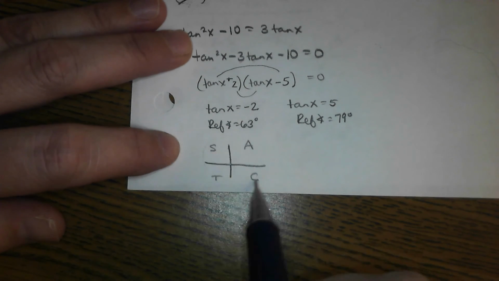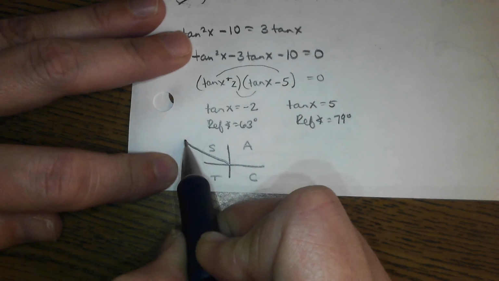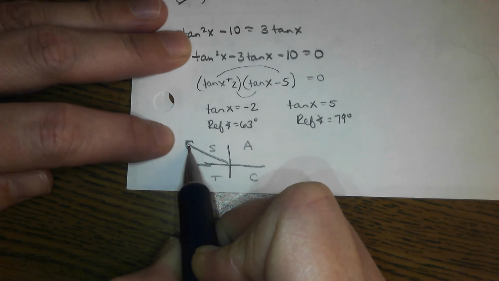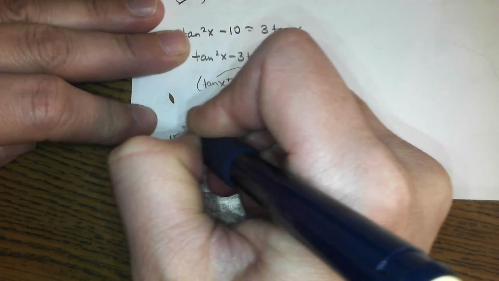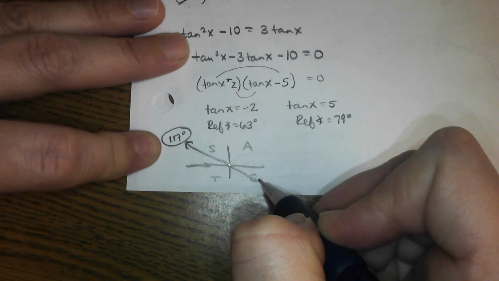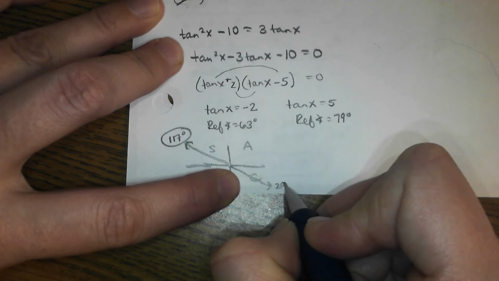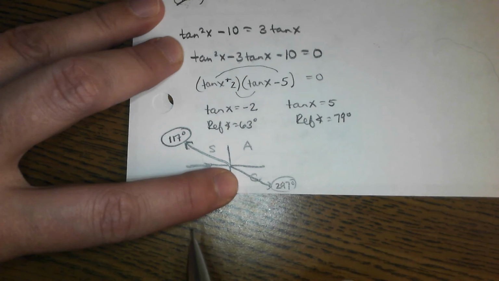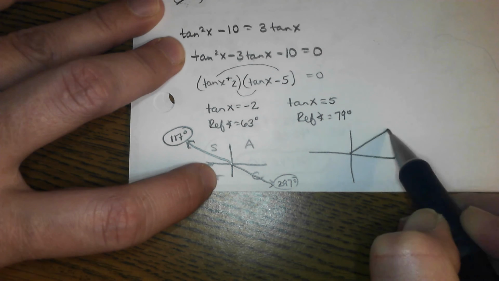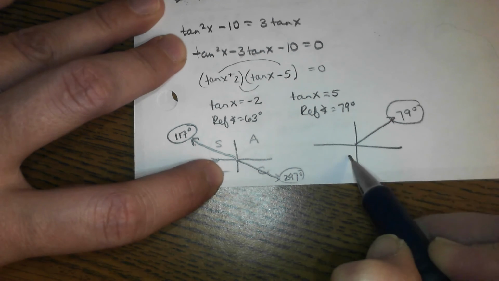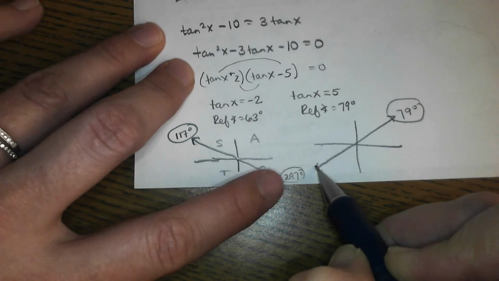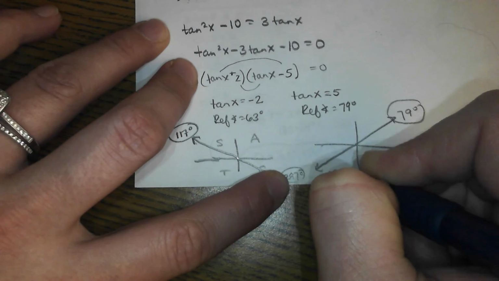So for this first one, when tangent is negative, which quadrants are we talking here? When tangent is negative, 2 and 4. So 180 minus 63 will give me this one, 117. I think so. Check that. And then 360 minus, back it up to 63 degrees, 297. So there's my two answers for when tangent is negative. And then this other one is where tangent is positive, so we're talking a first quadrant. Reference angle of 79 will be 79. And we're talking a third quadrant, which will be 180 plus 79, 259. Thanks, Maya.